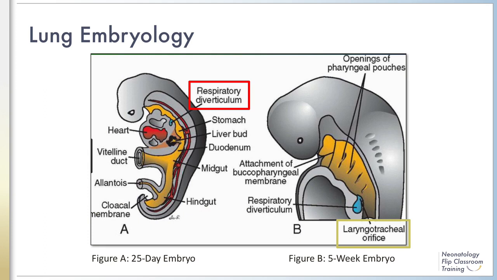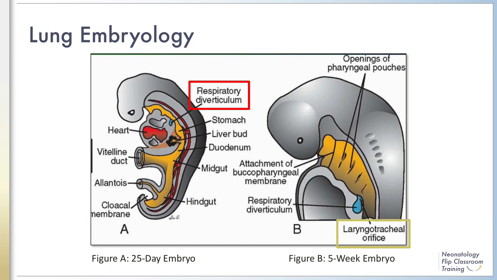The respiratory diverticulum initially develops from a midline structure within the foregut endoderm called the laryngotracheal orifice or groove. The laryngotracheal orifice is found on the ventral wall of the pharynx and is the precursor to both the larynx and the trachea. The laryngotracheal orifice is pictured in blue in figure B, surrounded by the pharyngeal arches and pharyngeal pouches shown in gold.